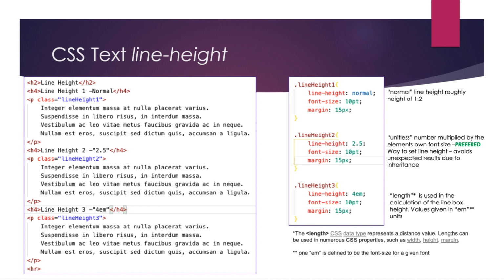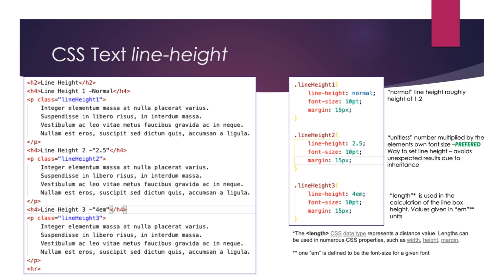Then we're going to have the unitless number multiplied by the element's own font size. This is the preferred way to do it. It avoids unexpected results due to things like inheritance. And then finally, we'll have length. And length in CSS is a data type that represents a distance value. Length can be used in numerous properties in CSS, such as width, height, and margin.